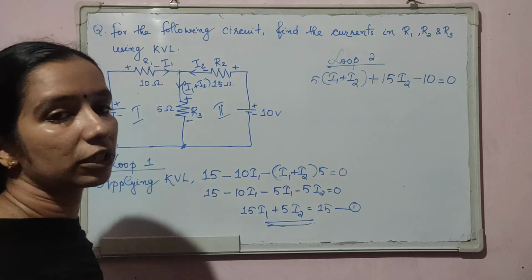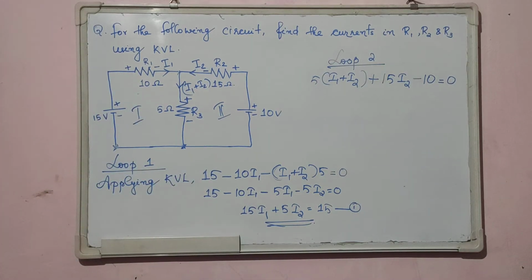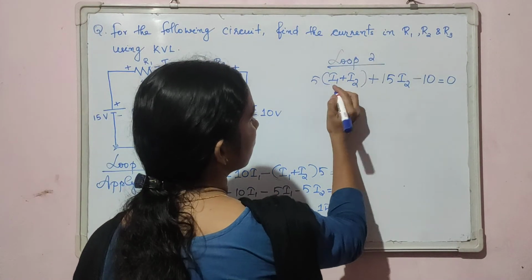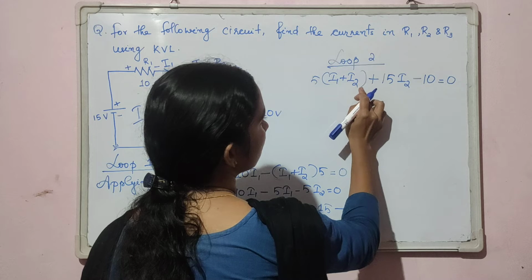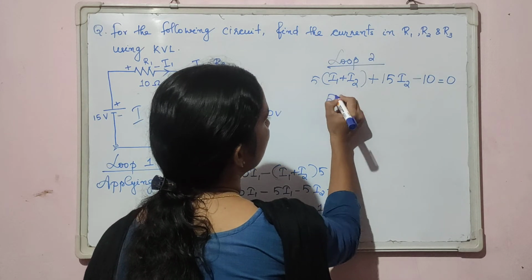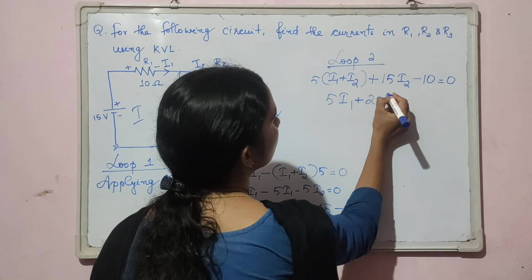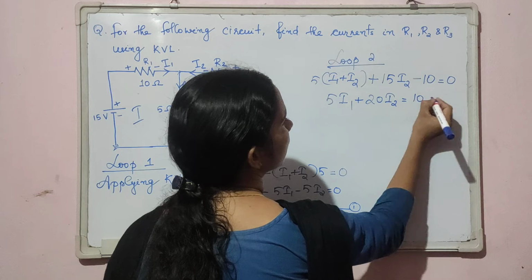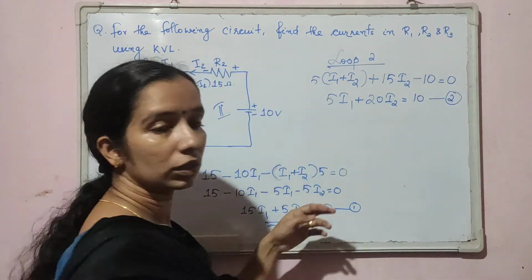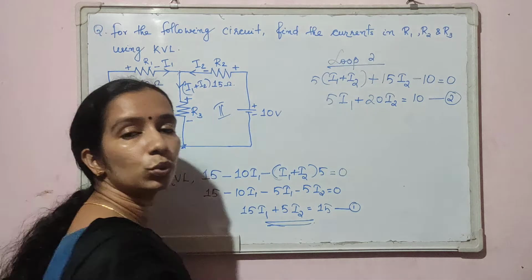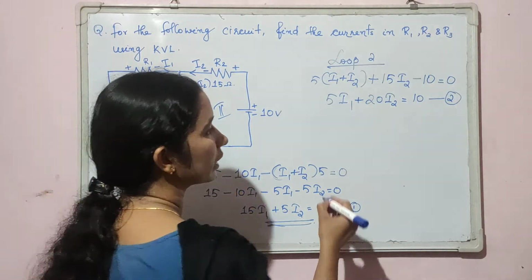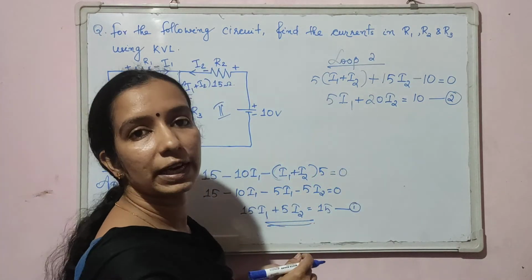According to Kirchhoff's voltage law, the algebraic sum of all the voltages in a closed mesh is 0. Now let us rearrange this equation. 5 I1 plus 5 I2 plus 15 I2, that is 5 I1 plus 20 I2 is equal to 10. This will be equation number 2. Now we have two equations and two unknowns. On solving equations 1 and 2, we will get the values of I1 and I2.